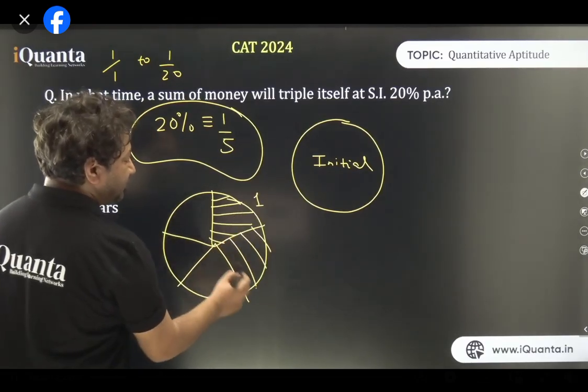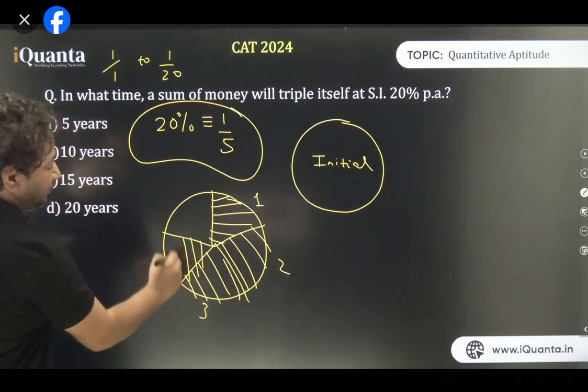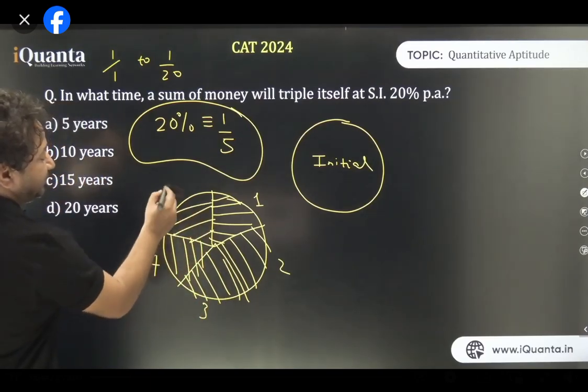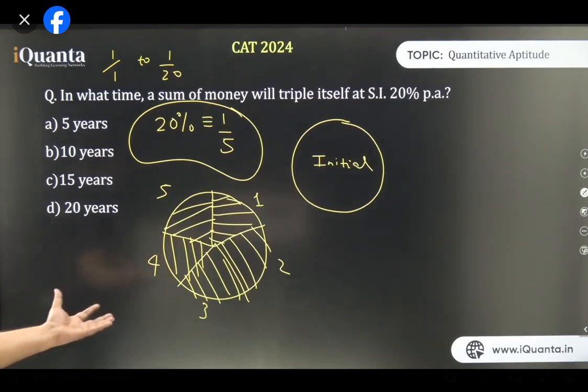Second year, I got this as well. Third year, I got this as well. Fourth year, I got this as well. And fifth year, I got this as well. So in 5 years, I got one more cake. Isn't it? Right?